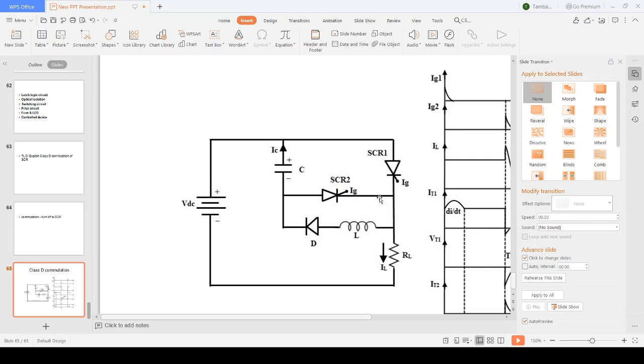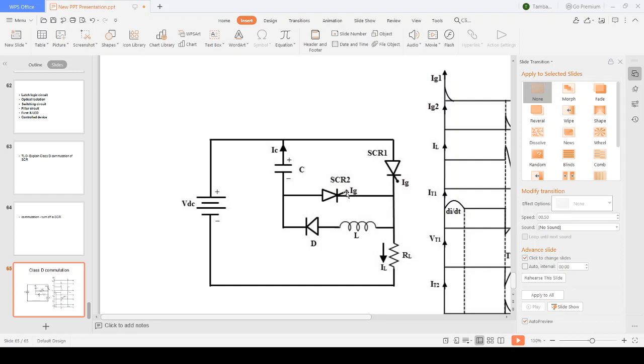Now SCR is turned on. After turning on the SCR, turn on means current will flow through this SCR. There are various methods to turn on the SCR. For example, by applying gate pulse or gate current to the gate terminal, you can turn on the SCR.